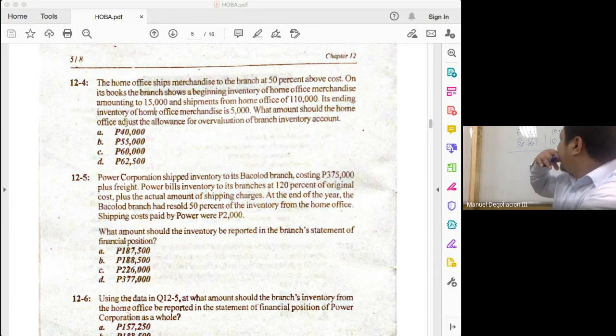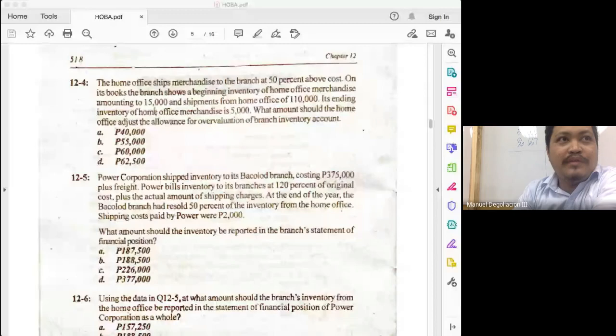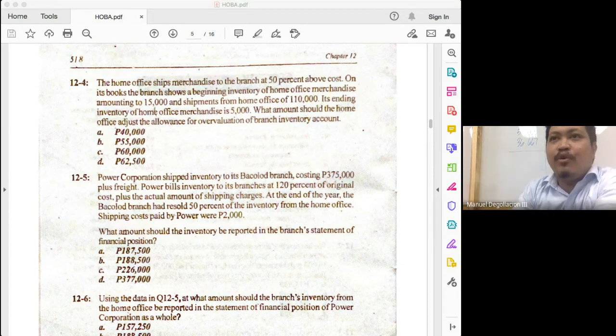How much? 83,333. Okay, 83,333. But that is not yet the markup, correct? That is still the cost of this 125,000 goods available for sale. What do we do with the 83,333? We multiply it by 50% to get the markup, or simply deduct it from the 125,000. And how much will that give us? 41,667. Okay, so that would be the markup before adjustments, before closing entries for your allowance account.